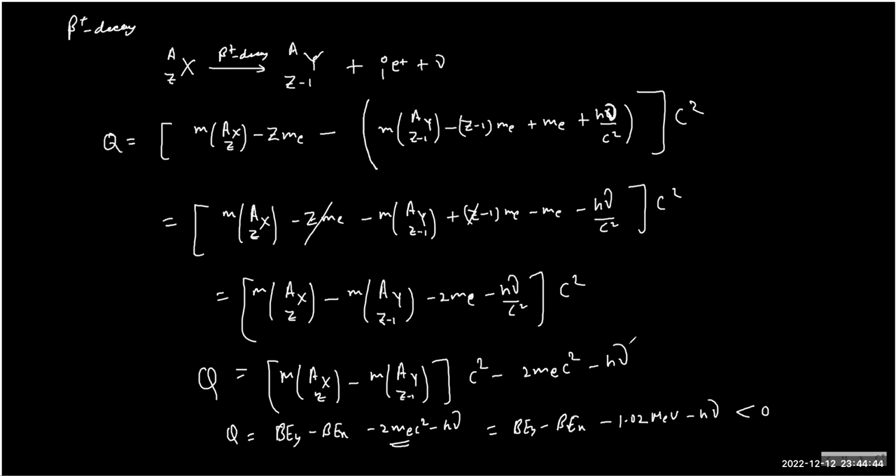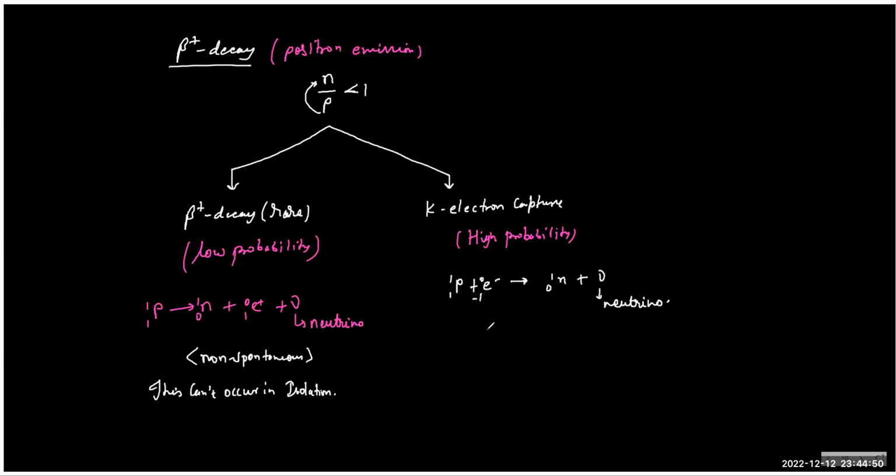Now this is non-spontaneous. Experimentally, whenever N by P is very small, it is found that K electron capture is preferred over beta plus decay. So what they will ask you is which two processes compete against each other. The answer is beta plus and K electron capture. So these two processes compete against each other. This could be a potential JEE Mains theoretical question. Okay, next.